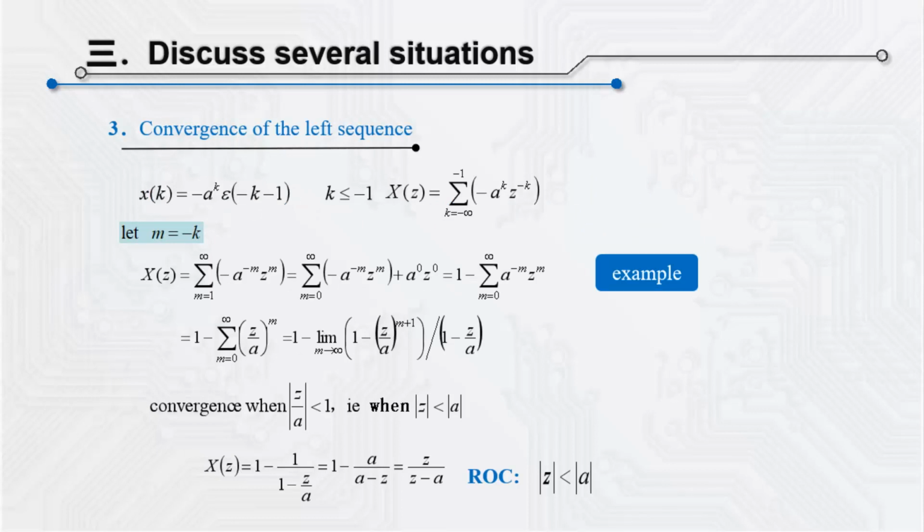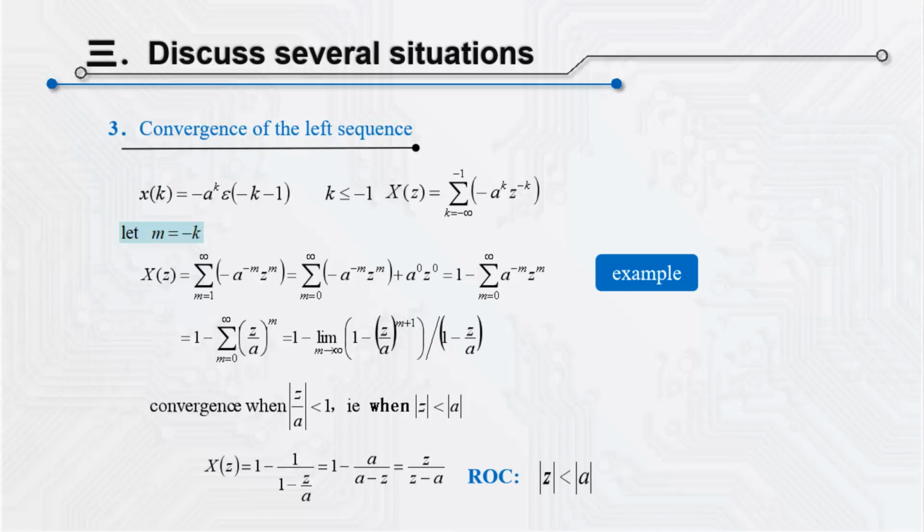Then we analyze the third situation, the left sequence convergence. We give an anti-causal sequence and discuss accordingly. Bring it to the definition of the z-transformation for analysis. We need to do variable substitution. Let m equal minus k. Take this formula above and perform the analysis. After a series of analysis, you can see the final result.